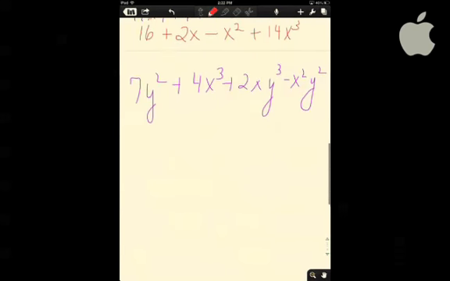Let's practice finding the degree of this polynomial and then put it in ascending order by powers of x.